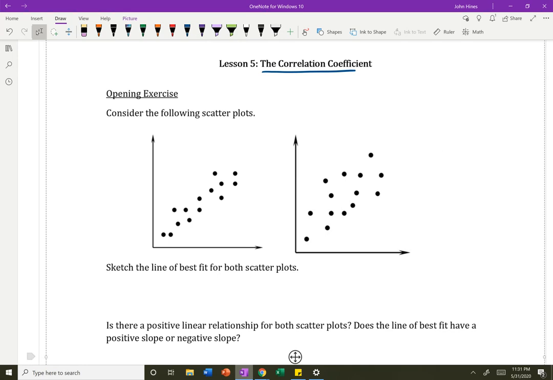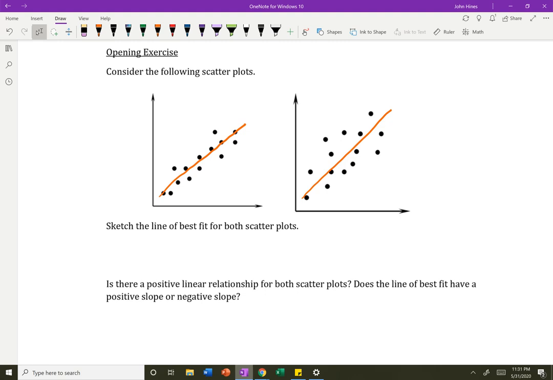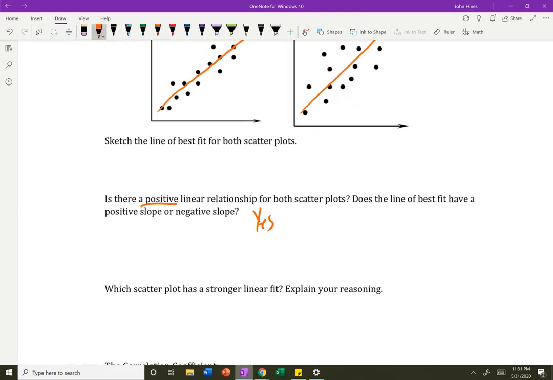So consider the following scatter plots. Sketch a line of best fit for both of these. So remember, when we sketch a line of best fit, we're going to pick a line that goes through the middle. There's some points above and some points below, but those look like my lines of best fit there. Again, I just freehanded them. Is there a positive linear relationship for both of them? Yes, they're both positive. They're both increasing, and they both appear to be pretty linear. There appears to be that kind of straight line shape. Do they have a positive slope or a negative slope? Well, since they have a positive relationship, that means they have a positive slope.